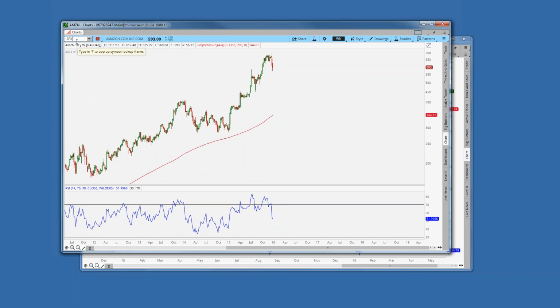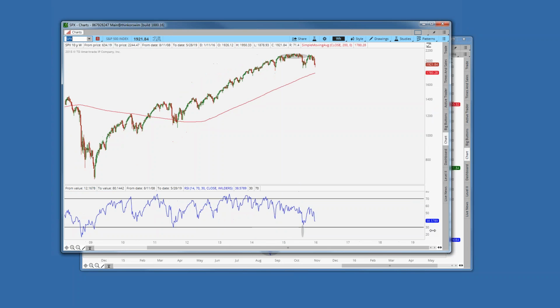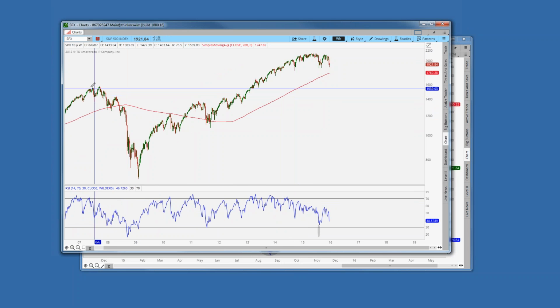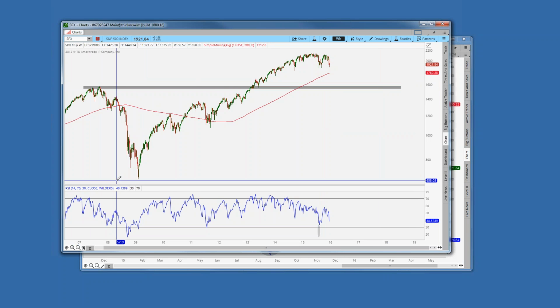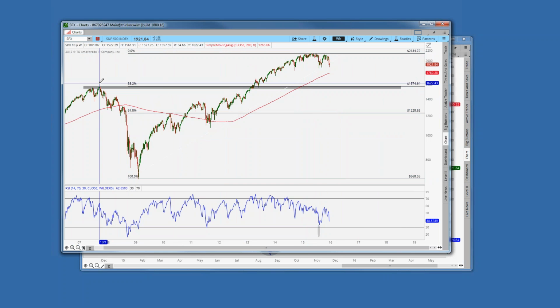As far as where I think the S&P 500 is going, we have to look at it from two perspectives: structurally and tactically. Bigger picture, longer term, I think we are headed underneath 1600. This was the former highs from 2007, and it also represents the 38.2% Fibonacci retracement of the entire 2009 to 2015 rally, right here underneath 1600. I think that's where we're going.